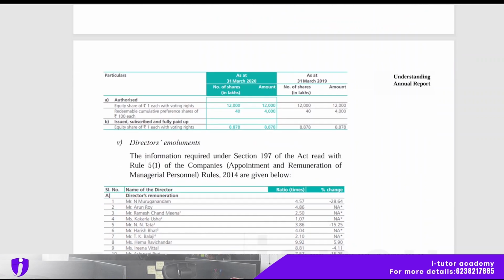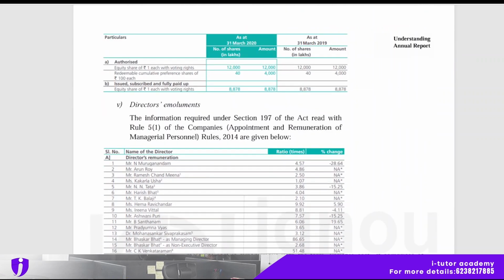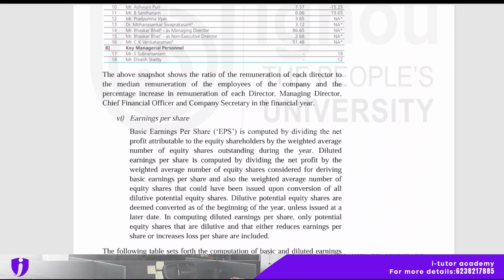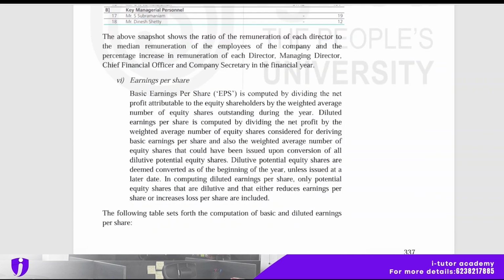And directors' emolument, the information required under section 197 of the Act read with rule 5 clause 1 of the Companies (Appointment and Remuneration of Managerial Personnel) Rules 2014 are given below. And the above snapshot shows the ratio of the remuneration of each director to the median remuneration of the employees of the company and the percentage increase in remuneration of each director, that is managing director, chief financial officer and company secretary in the financial year.